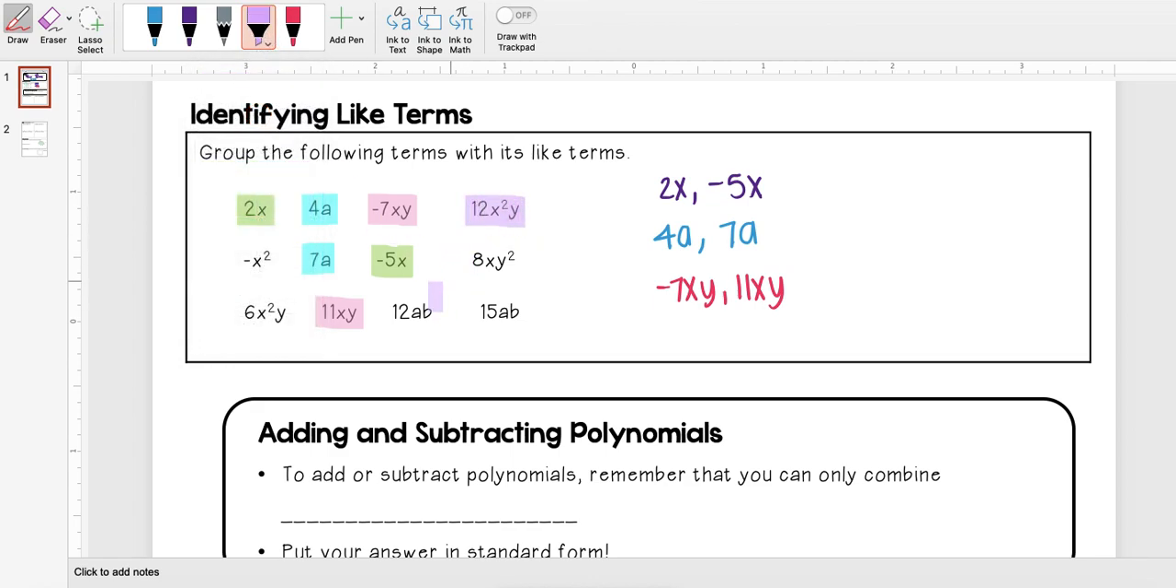Okay, then I have 12x squared y. Now my x has a square with it, my y doesn't. The one below it doesn't work. It's flip-flopped on which one has the exponent. So I see it's not until the 6x squared y, sorry.